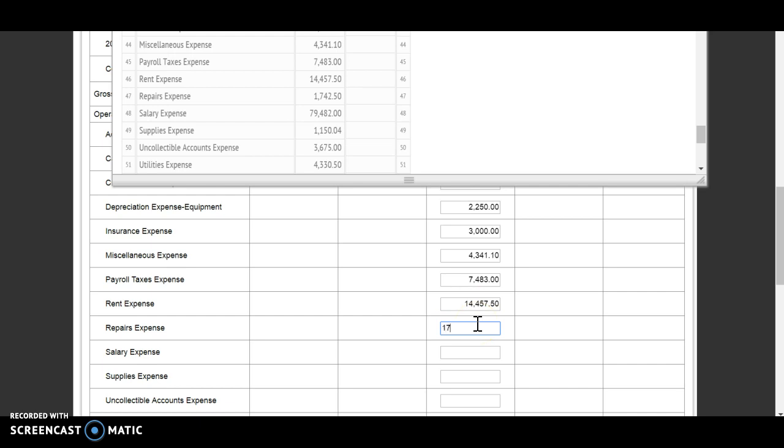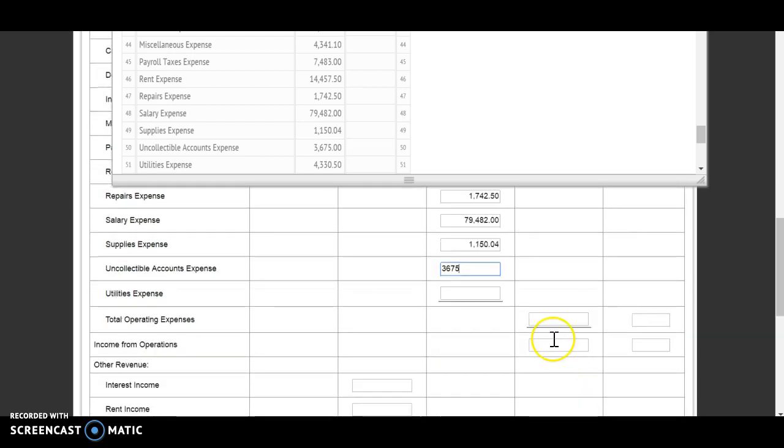Repairs expense, $1,742.50. Salary expense, $79,482. Supplies expense, $1,150.04. Uncollectible accounts expense, $3,675. And my utilities expense, $4,330.50. Okay, then I need to figure out my total operating expenses.